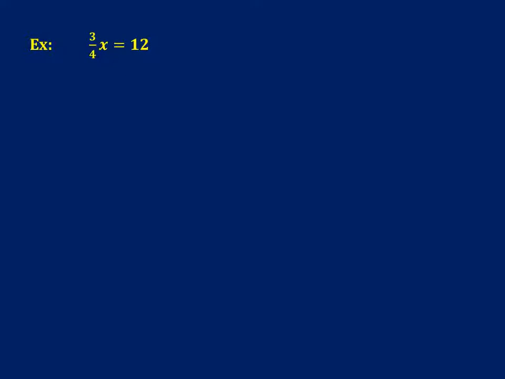Here's another one-step equation, and in this case, x is being multiplied by 3/4. So typically, you would choose the inverse operation to isolate x. So since x is being multiplied by 3/4, you could divide both sides by 3/4. I'm not actually going to do that, but I just want to show you what that would look like. That would mean I'm going to do 12 divided by 3/4.